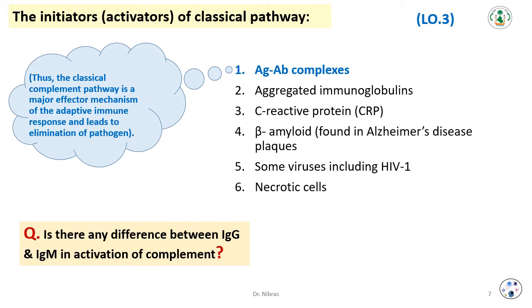Also, beta amyloid found in Alzheimer's disease plaques. Beta amyloid is a peptide of 36 to 43 amino acids that is crucially involved in Alzheimer's disease as the main component of the amyloid plaques found in the brains of people with Alzheimer's disease. Also, some viruses can activate the classical pathway, including HIV-1. Necrotic cells also activate the classical pathway.